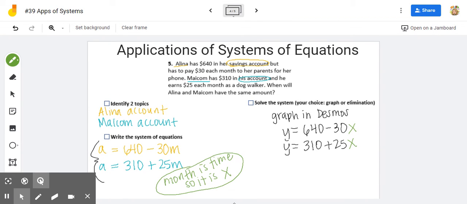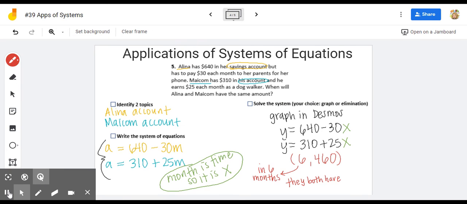Now, since these numbers are really, really big, you're not going to be able to see them unless you zoom out a lot, guys. So you're going to zoom out, zoom out, zoom out until you find where these two guys cross. And we see that it crosses at 6, 460. So the 6 means that in 6 months, they both, Alina and Micah, will have $460 in their accounts. So the Y represented the money in the account, or A, and X represented the time, the amount of months it took.